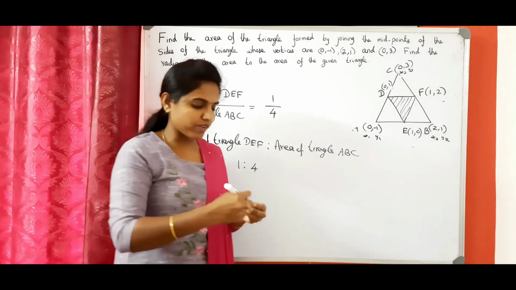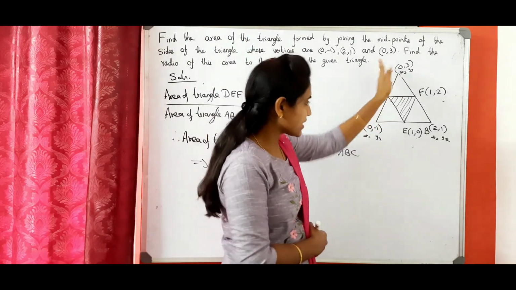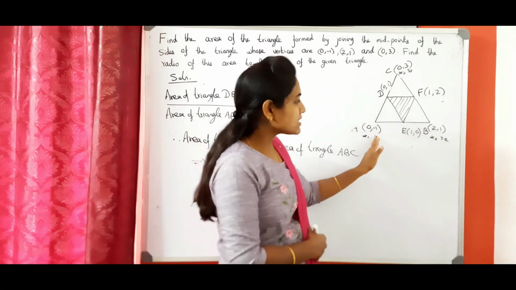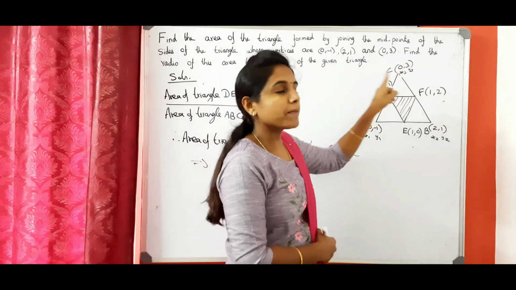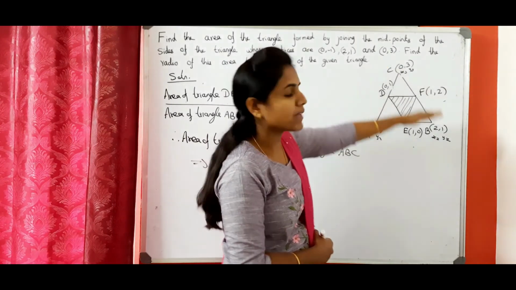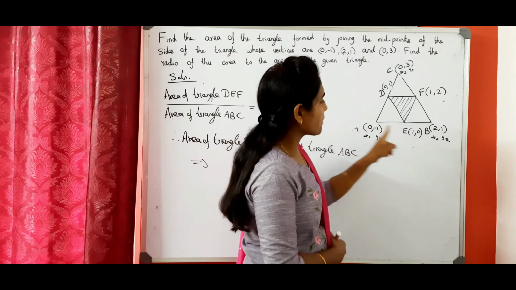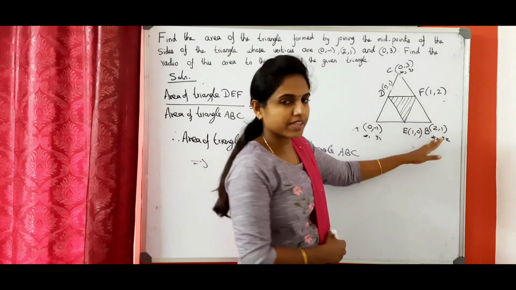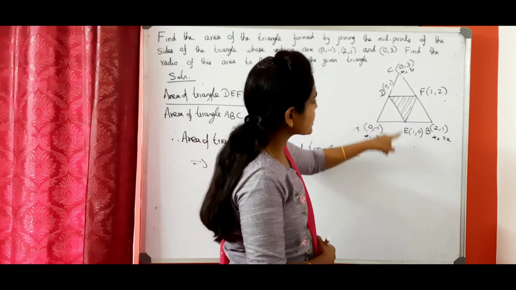I will just explain one more time. They gave a triangle. ABC is a given triangle. They gave the 3 vertices of the given triangle. And they are saying DEF are the midpoints of the sides of the given triangle. D is the midpoint of AC and E is the midpoint of AB. F is the midpoint of CB. So we have to first find the area of DEF.